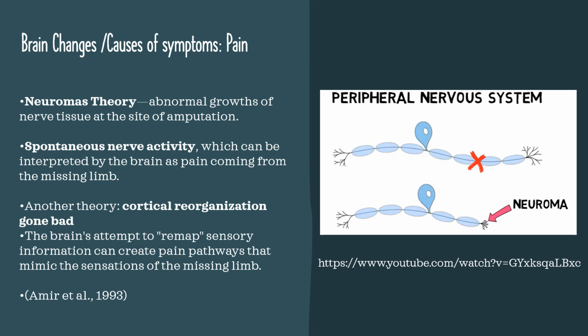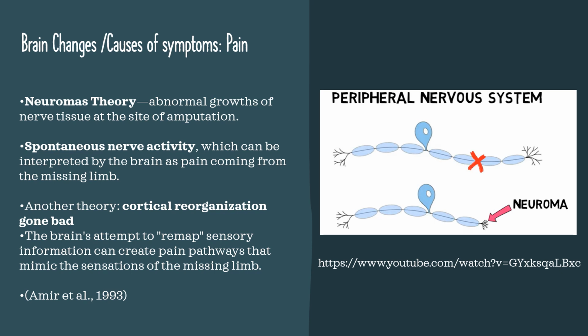The main theory is the neuroma theory. Neuromas are abnormal growths of nerve tissue at the site of an amputation and are the main hypothesized cause of pain in PLS. As we can see in the figure, when a nerve is severed, a neuroma will try to grow out of it and grow into the missing limb. Because it no longer exists, the nerve fibers will get bundled up.